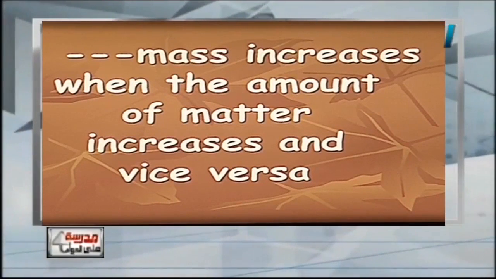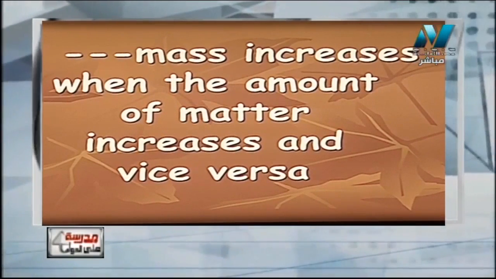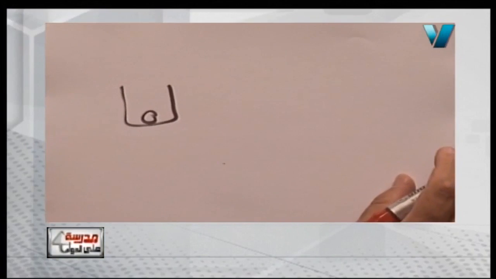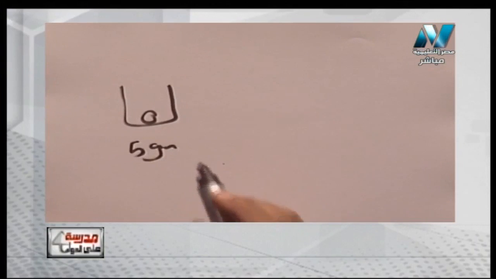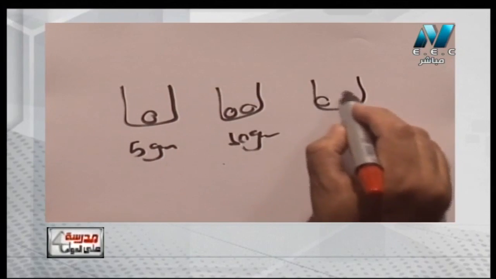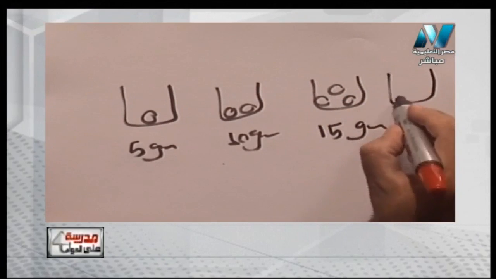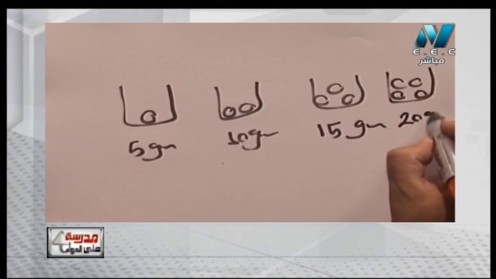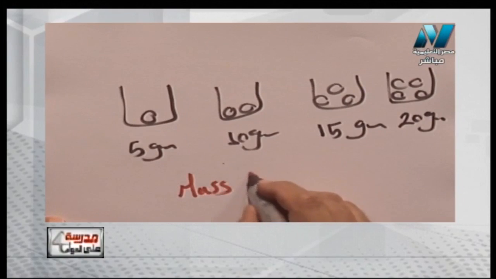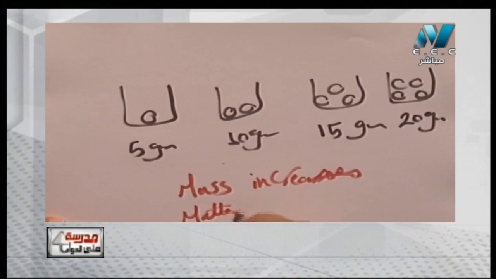For example, if you have a bag and you put one marble in this bag, imagine that, let's write it together. If I have a bag with one marble, for example this marble equals 5 gram. If I put another marble in the same bag they will be 10 gram. If I put another marble, 3 marbles like this, they will be 15 gram. If I put the fourth marble it will be 20 gram. So I can say mass increases when matter increases, or amount of matter increases.